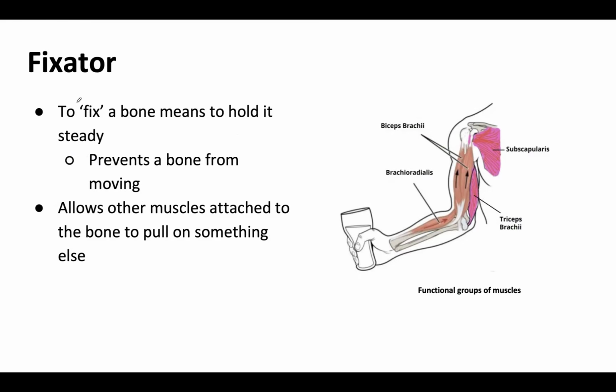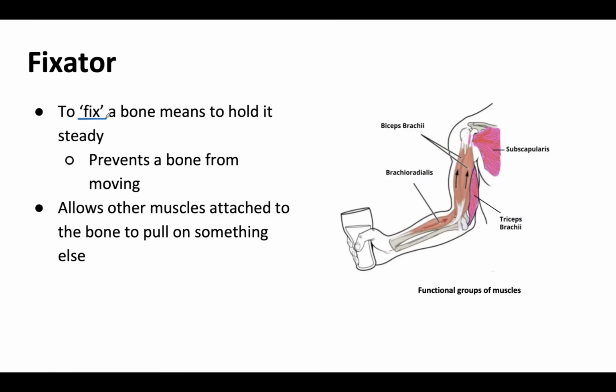And then lastly, we have the fixators, which fix bones. So what does that mean? What does fix in quotation marks mean? Well, it means that it holds it steady. So when you don't want that bone to move, this allows a muscle that has multiple attachment points to pull on something else if one of the bones isn't capable of moving.